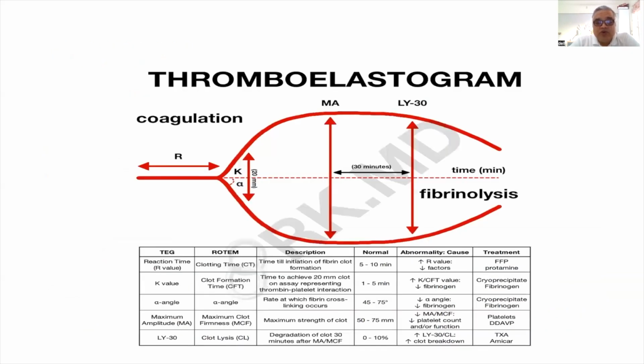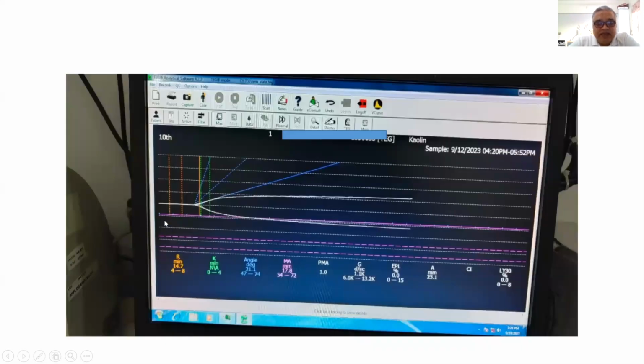Another how to correct. Here, see fibrinolysis. When you see fibrinolysis, the only thing you have to treat with is tranexamic acid. There is no other treatment for that. Or secondary fibrinolysis, secondary to DIC, where again you have to think of tranexamic acid. This is abnormal, like initiation of clot formation is very delayed here, and then there is a split here. So you have an R value very high, K value not available, angle very low, MA very low.